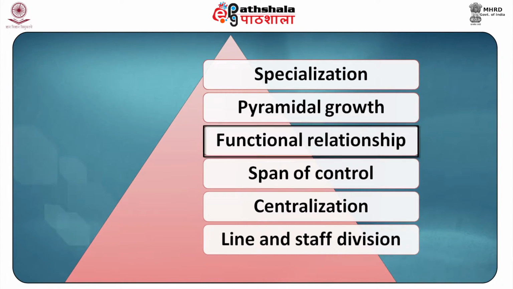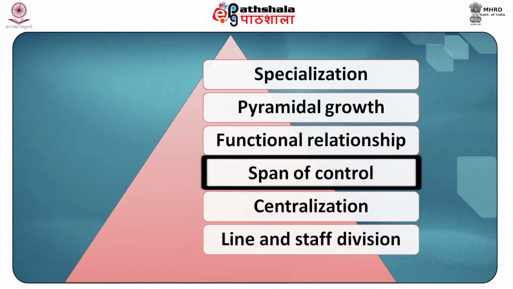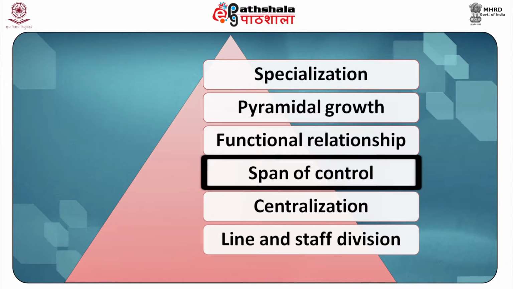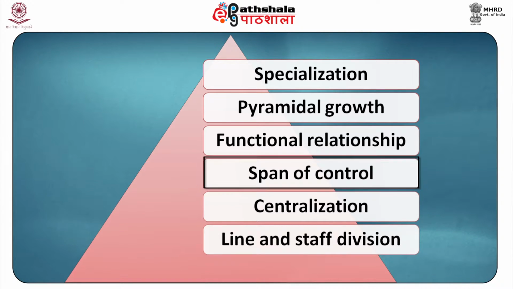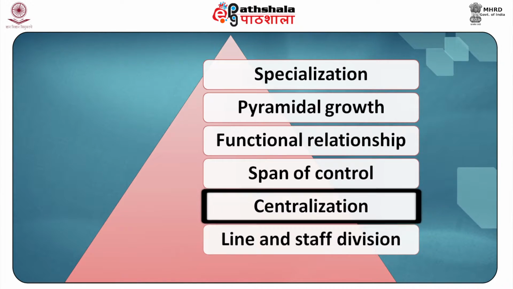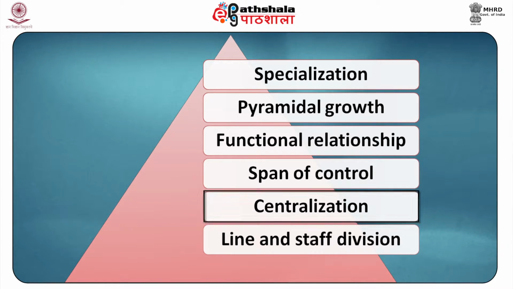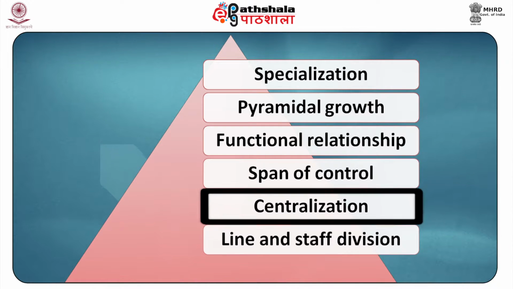production, and personnel. The next feature which we'll talk about in the functional structure of organization is span of control. As the organization follows functional structure, therefore the span of management is limited. The next characteristic of functional structure is centralization. In a functional structure, authority is centralized to a very great extent.